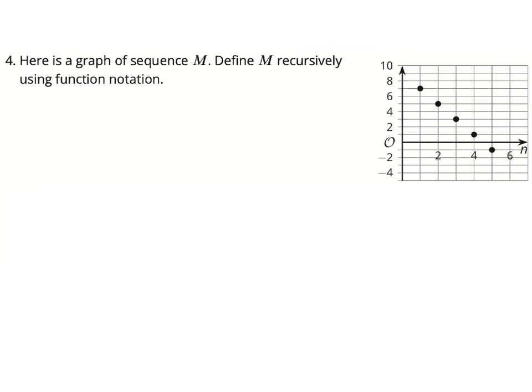Okay, so here is a graph of sequence M. Define M recursively using function notation. So recursively, all right, we started at 7. We went to 5. We go to 3. We go to 1. We go to negative 1. Okay, so this is f of 1. This is 1. How do I know it's 1? Because it's not on the y-axis. So m of 1 equals 7.